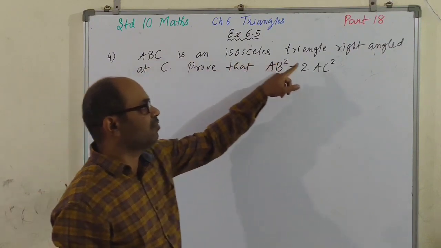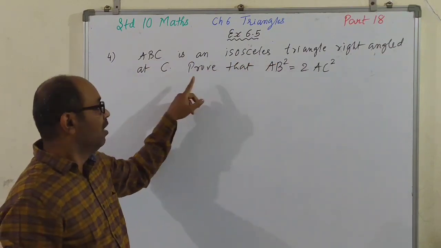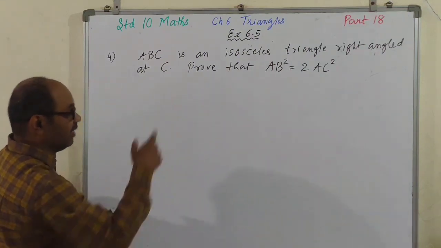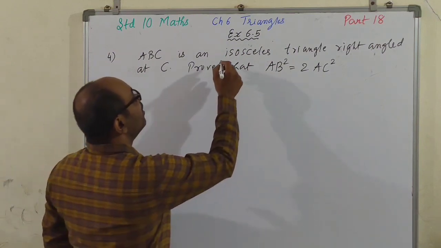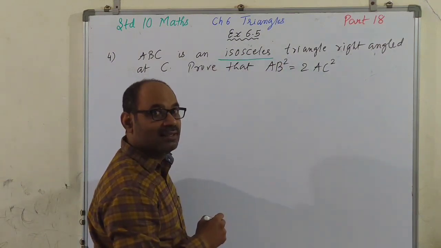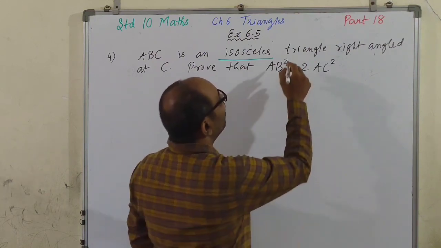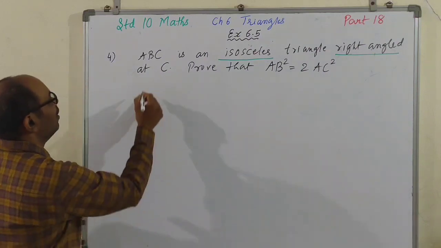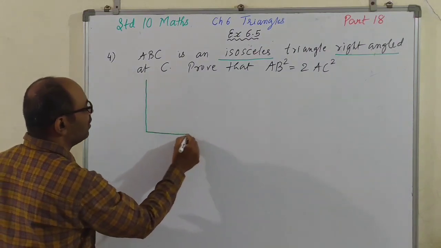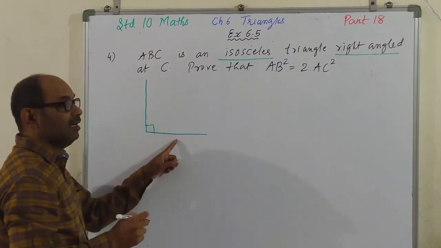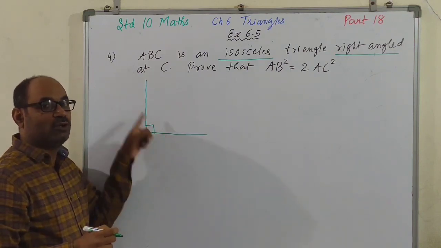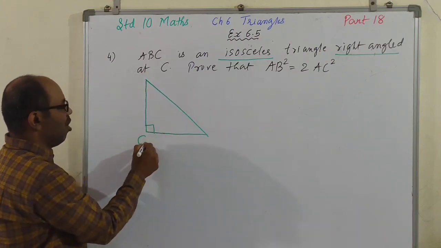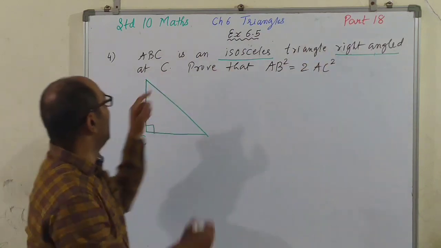ABC is an isosceles triangle right angled at C. Prove that AB square is equal to 2 times AC square. All right, children, this is isosceles, means two sides are equal, and right angled at C. Be careful now. If you draw isosceles, the two sides which are perpendicular to each other, two sides forming right angle are equal, because hypotenuse is the longest side, okay, right angled at C.